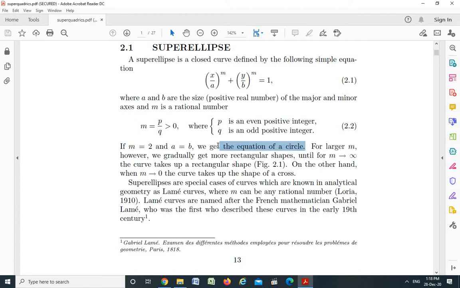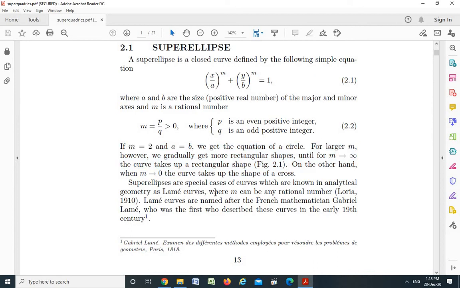If m equals 2 and a equals b, we get the equation of a circle. I am going to demonstrate this. For larger m, however, we gradually get more rectangular shapes, until when m is close to infinity the curve takes up a rectangular shape. On the other hand, when m tends to 0, the curve takes up the shape of a cross. This part also I'm going to demonstrate.